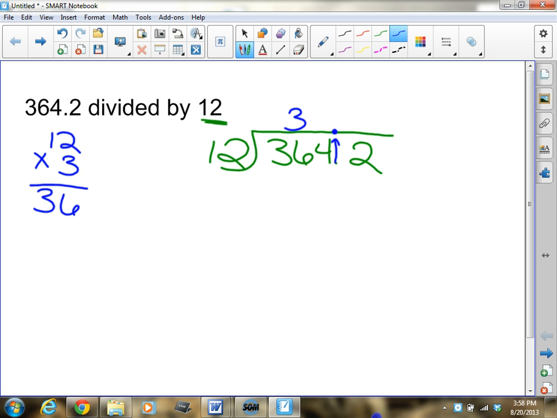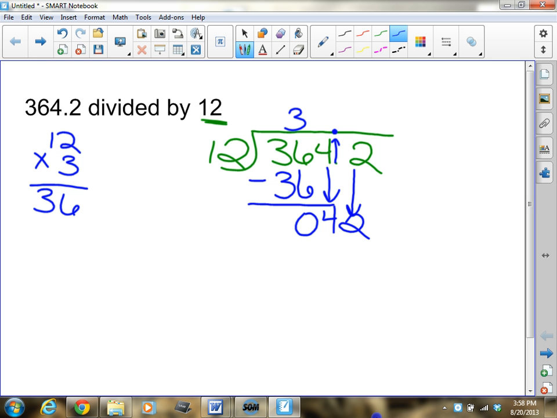Put my 3 above the 6. Subtract 36 because 12 times 3 is 36. 36 minus 36 is 0. Now I look to the next number. I'm going to bring that number straight down. It's how I keep my math problem organized. Keep everything lined up in a row. Now 12 into 4. Well, just like 12 into 3, 4 is too small. So I need to drop down the next number as well, which is 2.